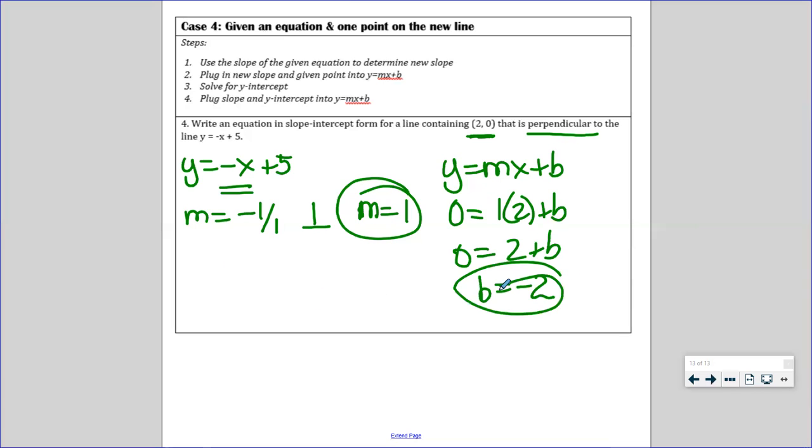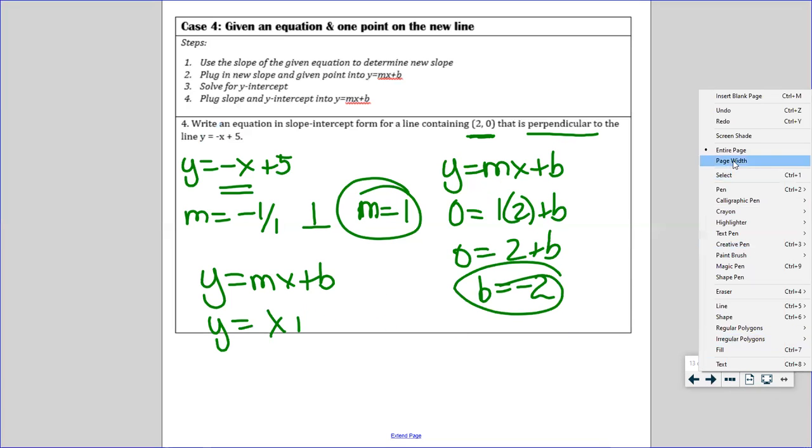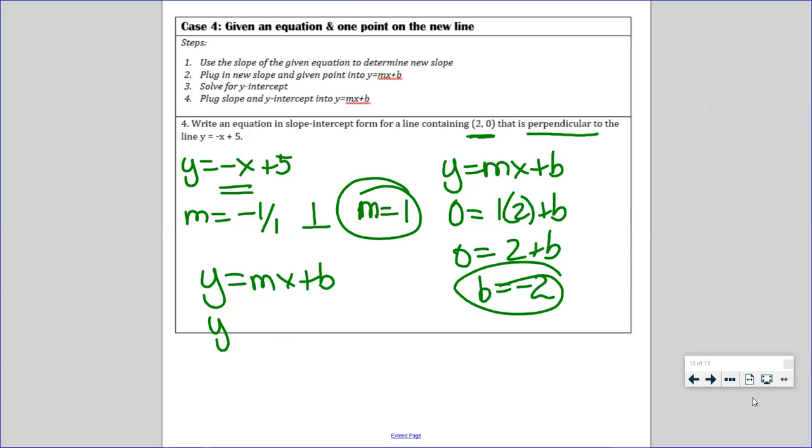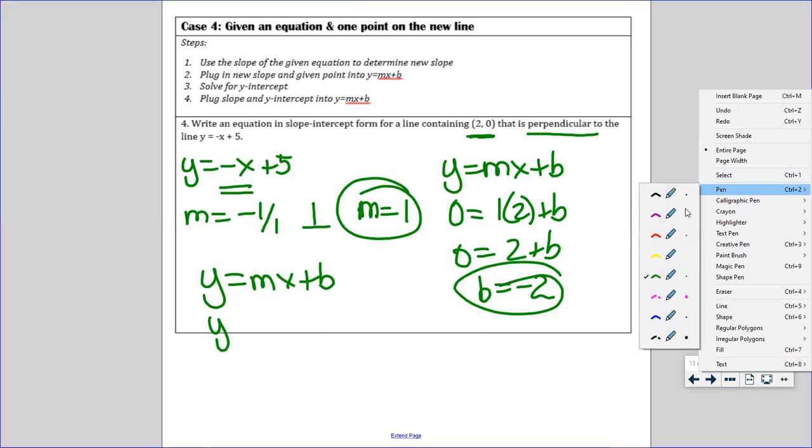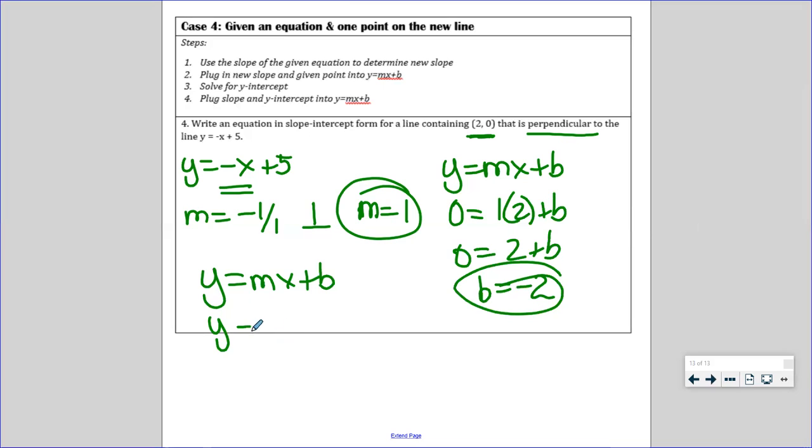So now I use these two to give me my new line that is perpendicular to the line that they gave us. So it's y equals x minus 2. I could put x plus negative 2, but I'm just going to simplify that and give me x minus 2. And that's my line. That is perpendicular to this line because it's the opposite reciprocal.